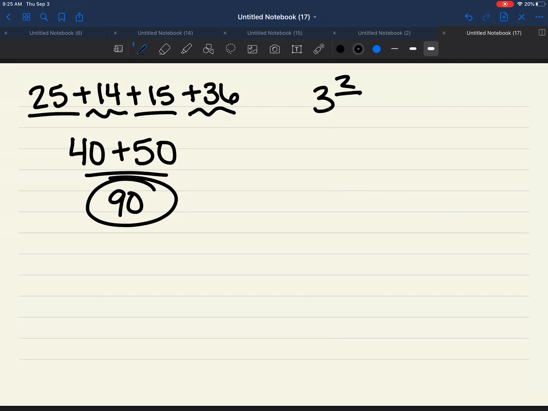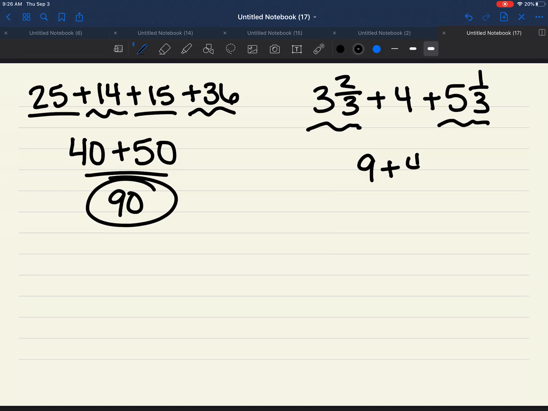Okay, so same thing if I have 3 2/3 plus 4 plus 5 1/3, right? Can't I use commutative property to add those two mixed numbers first? Yeah, so 3 2/3 plus 5 1/3, please don't say 8. 9, right? 3 plus 5 is 8, so the fractions have to add to a whole number, which gives 9. All right, what's 9 plus 4? 13.